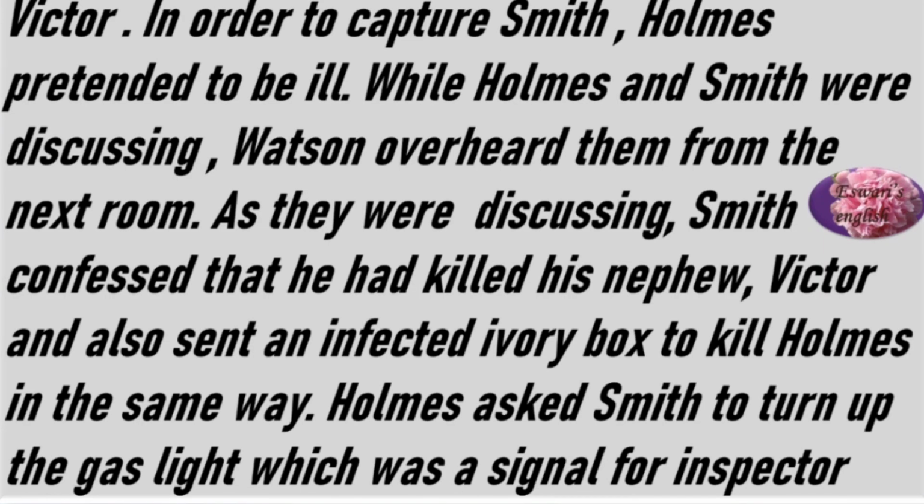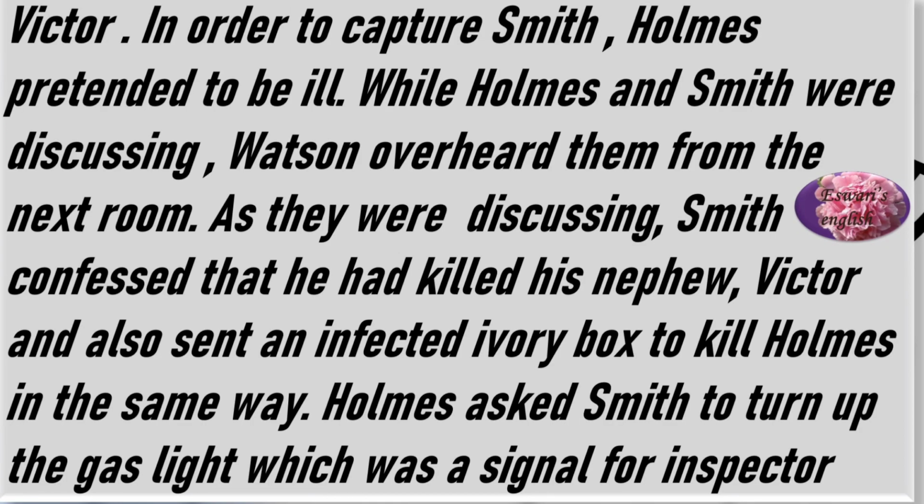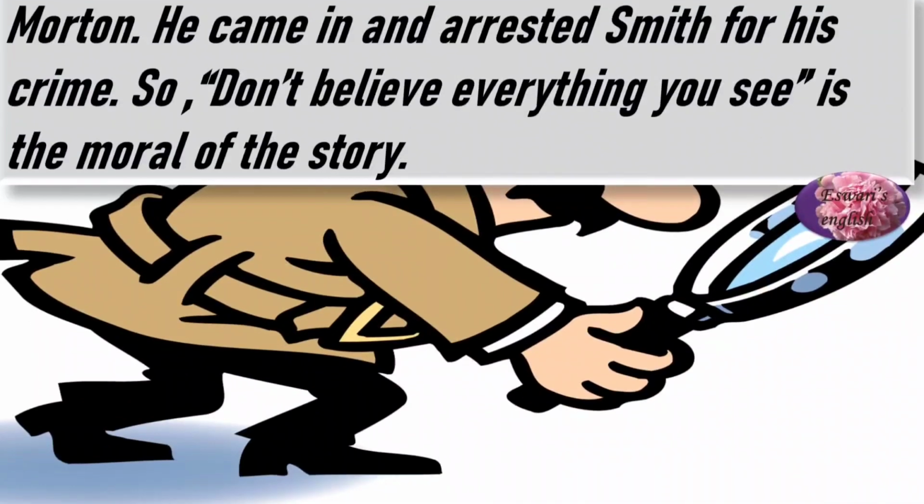While Holmes and Smith were discussing, Watson overheard them from the next room. As they were discussing, Smith confessed that he had killed his nephew Victor and also sent an infected ivory box to kill Holmes in the same way. Holmes asked Smith to turn up the gas light, which was a signal for Inspector Martin. He came in and arrested Smith for his crime.